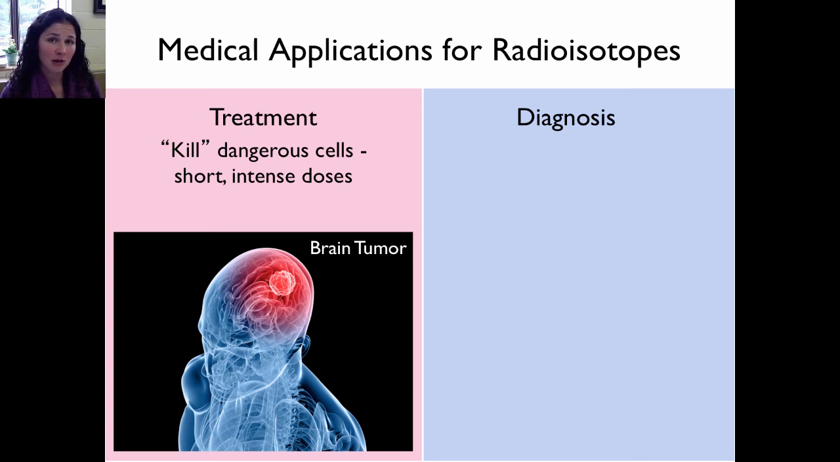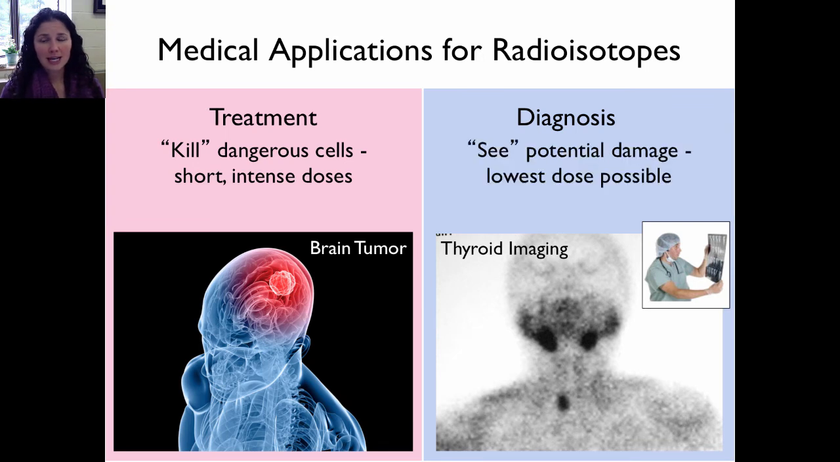So intense doses are necessary to kill the cells, and short so that we limit the radiation exposure of the patient. On the other hand, diagnosis is just to see if someone has a disease or an issue. So in this case, we're just trying to see potential damage, and we certainly don't want to cause any damage, especially in the case of a healthy patient. And so in the case of diagnosis, you want to use the lowest dose possible, and you want to use lower energy radiation.